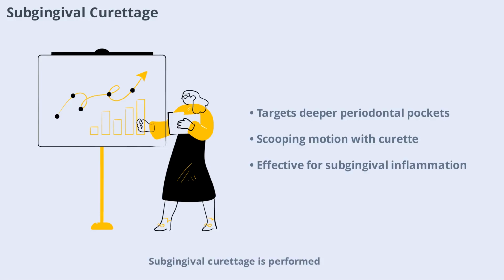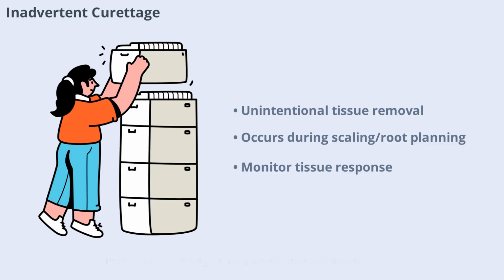Subgingival curettage is performed apical to the epithelial attachment, targeting deeper tissues within the periodontal pocket. This technique involves a scooping motion with the curette, starting from the bottom of the pocket and moving toward the alveolar crest. Subgingival curettage is especially beneficial for treating deeper pockets where inflammation and tissue damage extend below the gum line.